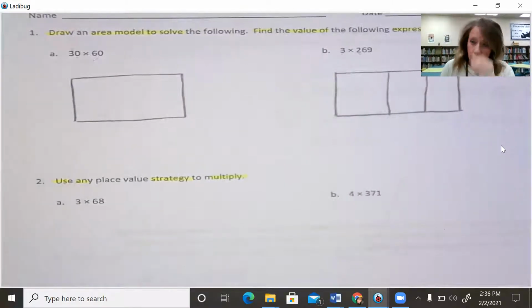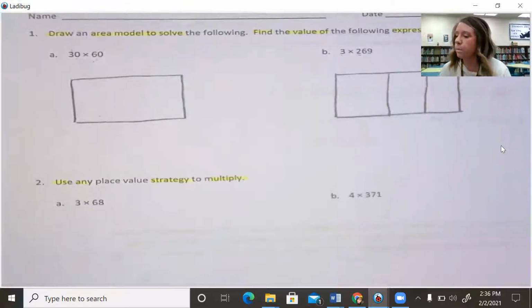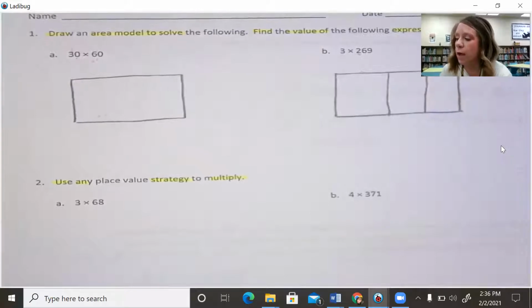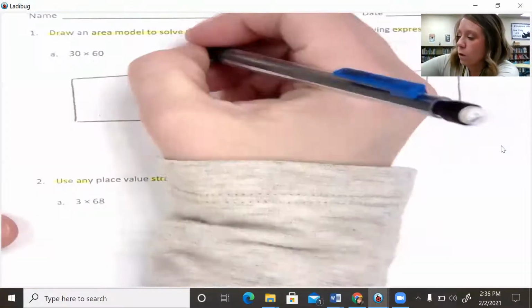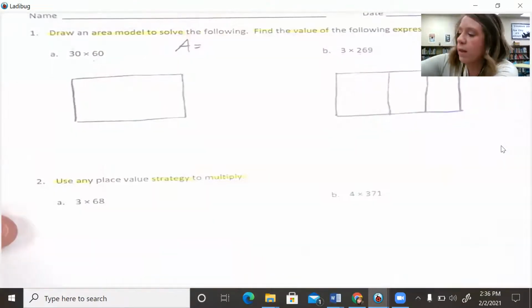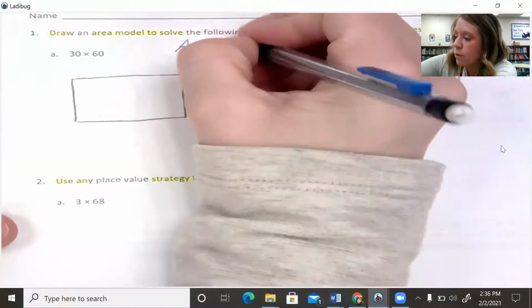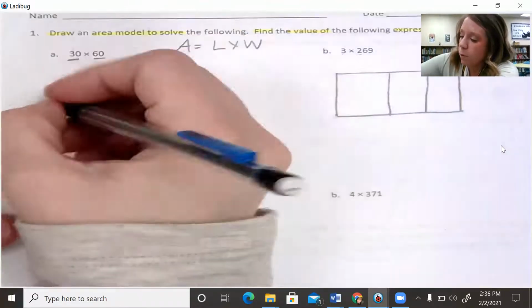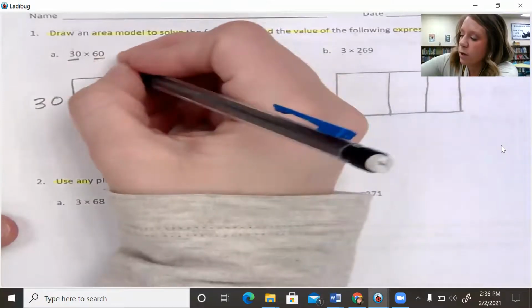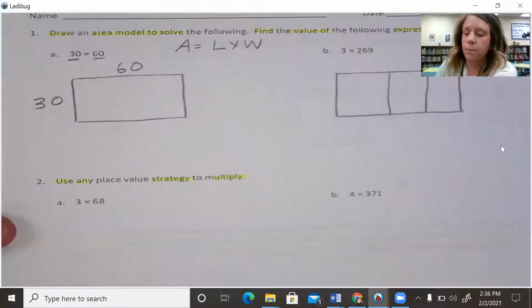This is the copy of the test that we already went through and highlighted and went over all the directions in the video before you took the test. So for number 1, you had to draw an area model to solve the following and find the value of the expressions. So I know that the area formula is length times width. So I have my length and my width. So I'm going to label one side 30, one side 60.